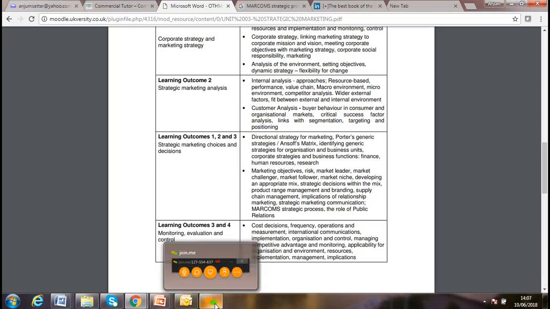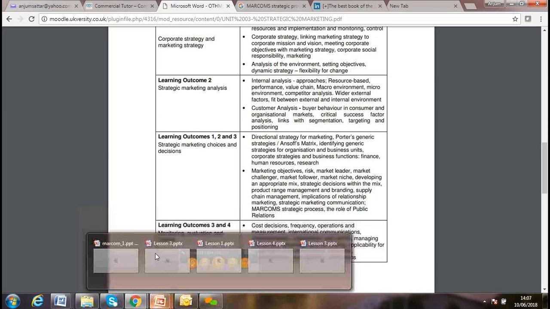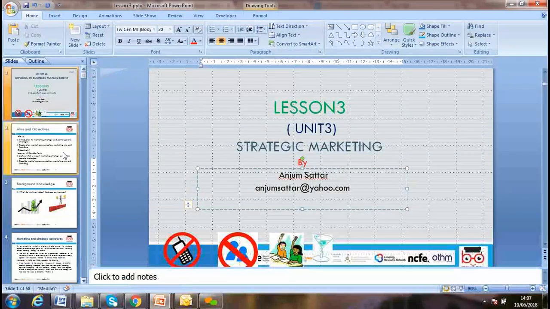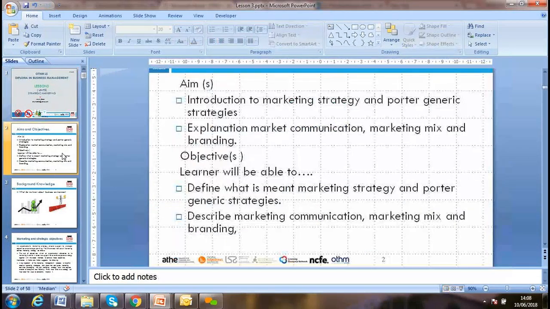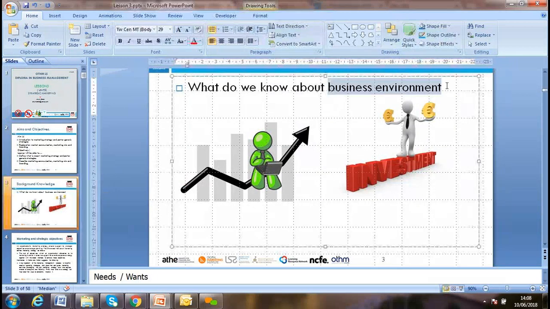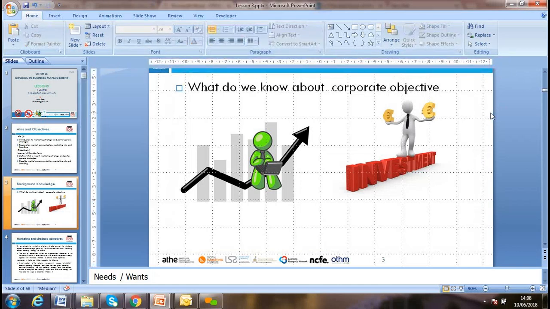Okay, what is meant by corporate objective? Do we know what is meant by corporate objective? No. Corporate objective, or what is meant by objectives? The goals, or what they want to achieve. Yes, so we can say goals, what they want to achieve. So objective, normally we say end result, end of the activity, what we really want to achieve.